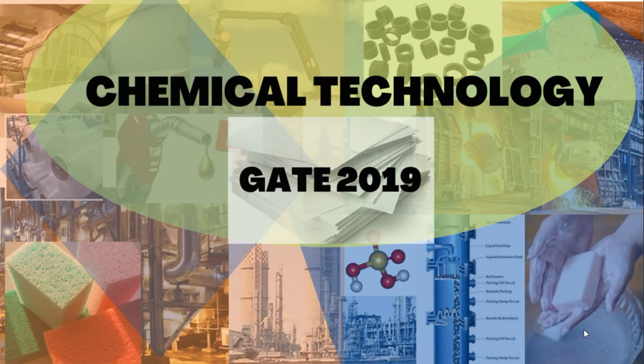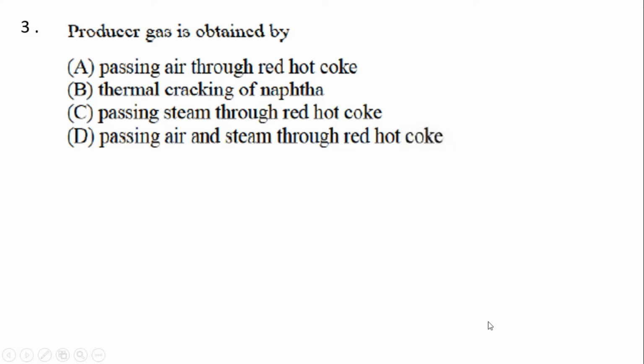In this video, we will discuss the questions related to chemical technology which were asked in the GATE 2019 Chemical Engineering paper. The producer gas is obtained by passing air through red hot coke, thermal cracking of naphtha, passing steam through red hot coke, passing air and steam through red hot coke.